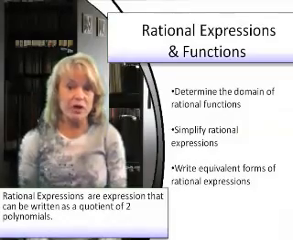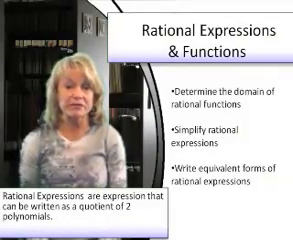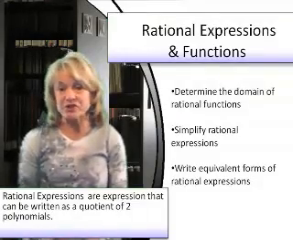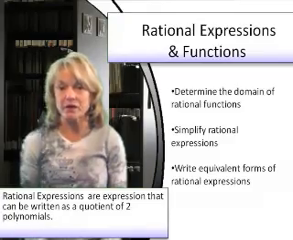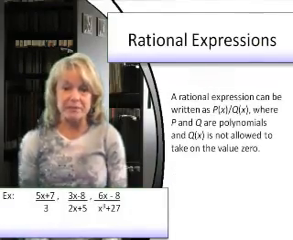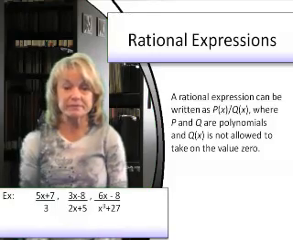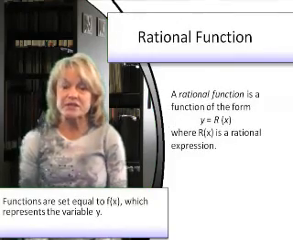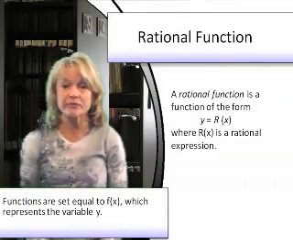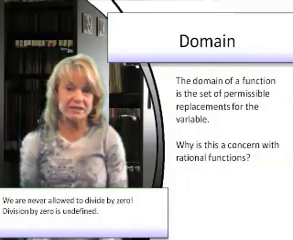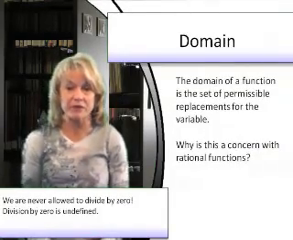The definition for a rational expression is a quotient of two polynomials. These expressions and functions are going to be in a fraction form. Check out the form for the examples of rational expressions. An expression is not set to anything, while a function is set to y. The domain of a function is a set of permissible values for x.